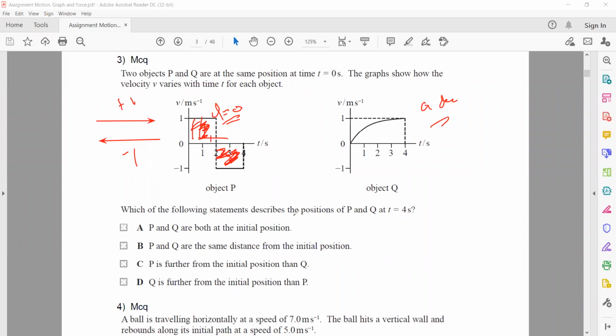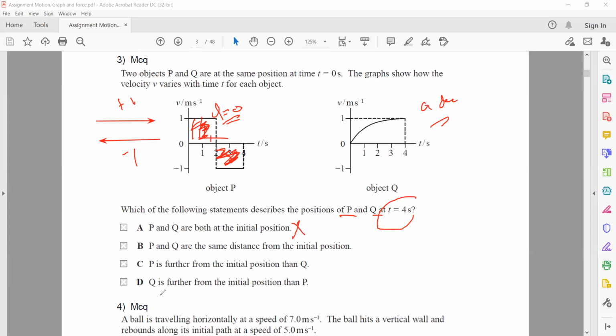So which of the following statements describes the position of P and Q at 4 seconds? Both are at their initial position. That's wrong. P will be at the initial position, but Q will be away from the initial position. P and Q are in the same direction from the initial position.